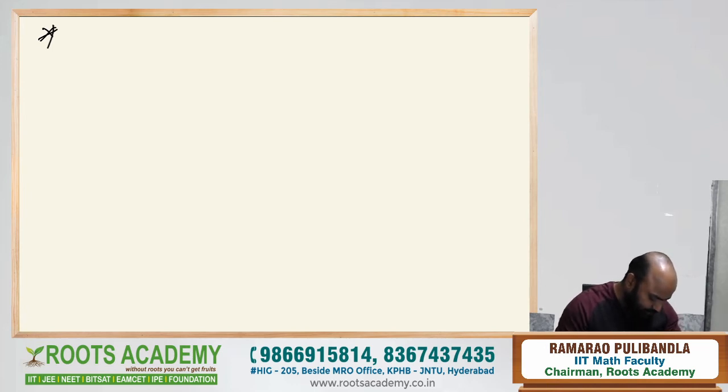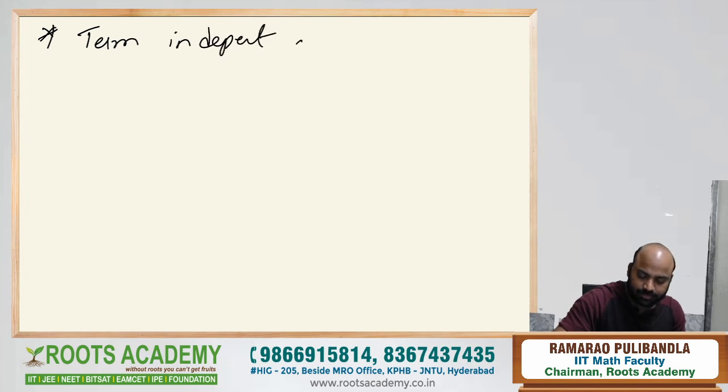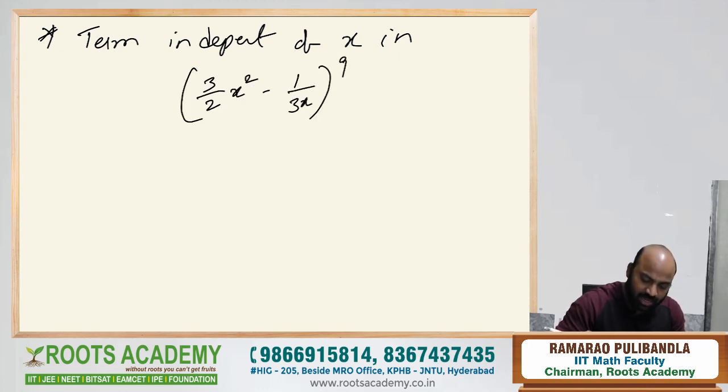Find the term independent of x in (3 by 2 x square minus 1 by 3x) whole power 9. So in this, find what? Find the term independent of x.